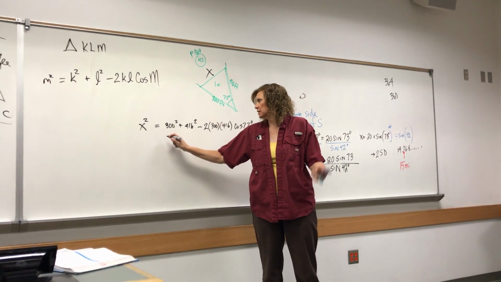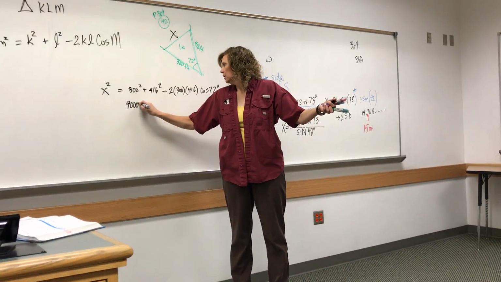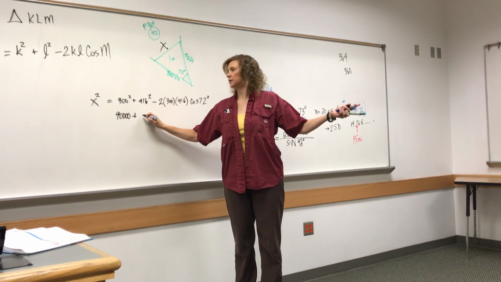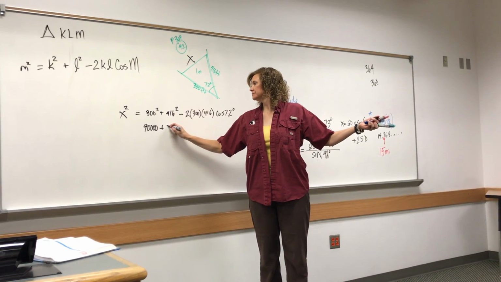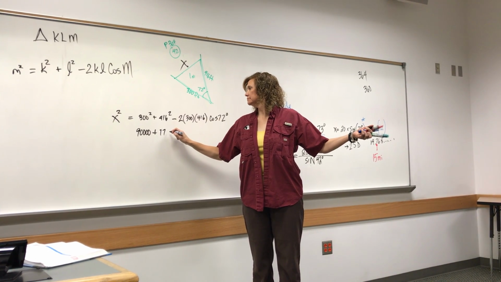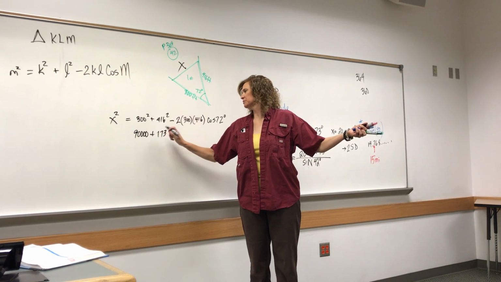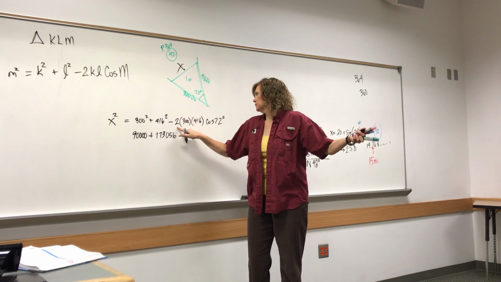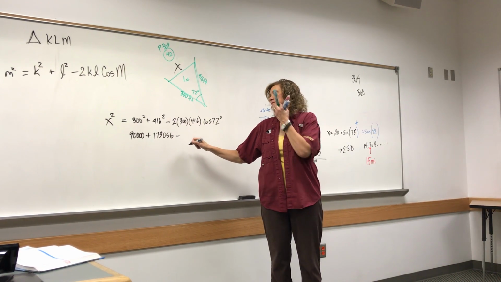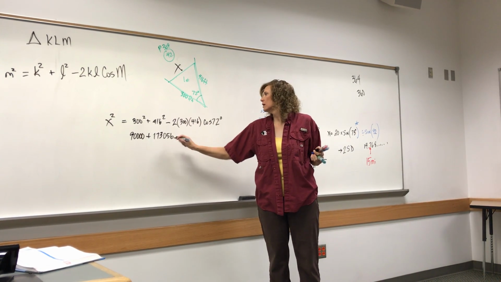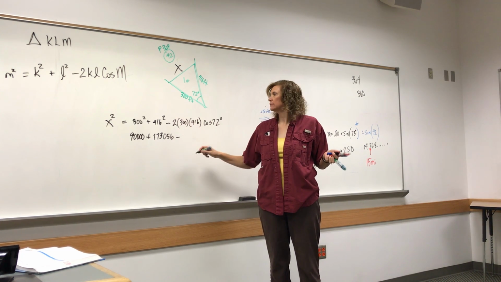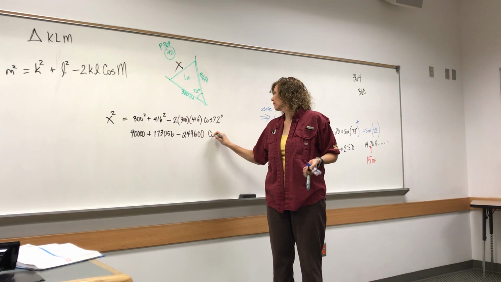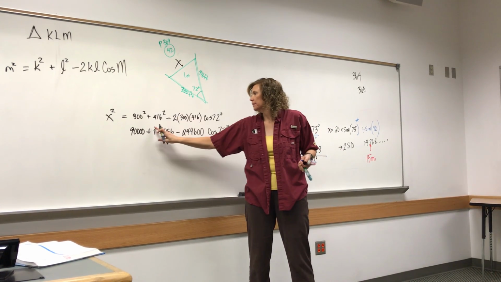Resist the temptation. Who's got a calculator in front of them? I do. What's 416 squared? 173,056. Now multiply 600 by 416. 249,600. Cosine 72, I see. Okay, yeah.